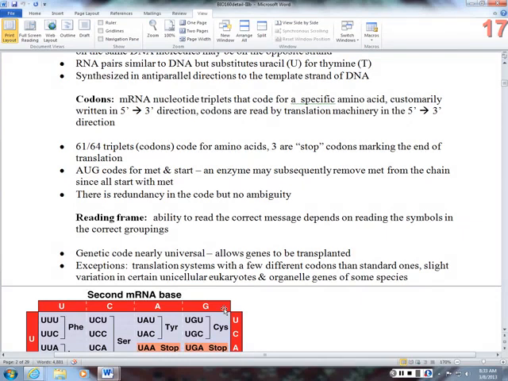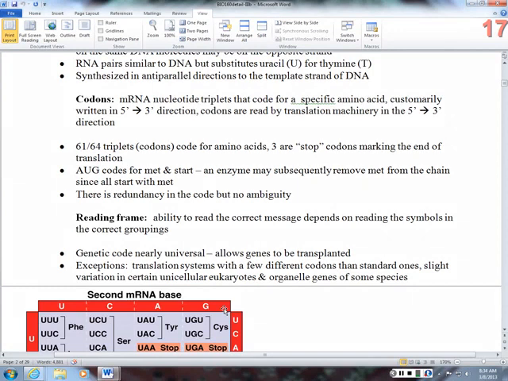If you were reading it in a different frame, where another color would be helpful, where we started to read in this frame, it's going to code for something entirely different. So that reading frame is important, and finding that first AUG is what's going to establish your reading frame.